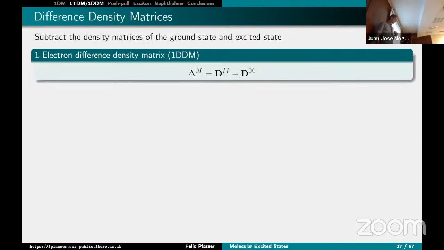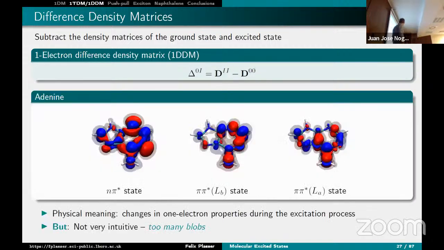Okay, then when we talk through our toolbox, the next thing is the difference density matrix. Basically, we compute the density of the excited state and the density of the ground state and subtract those. Then we get difference densities. The difference densities tell us the red part is where the excitation comes from, and the blue part is where the excitation goes to. You can see in the n pi star state, the excitation comes from these bits and goes to these bits.